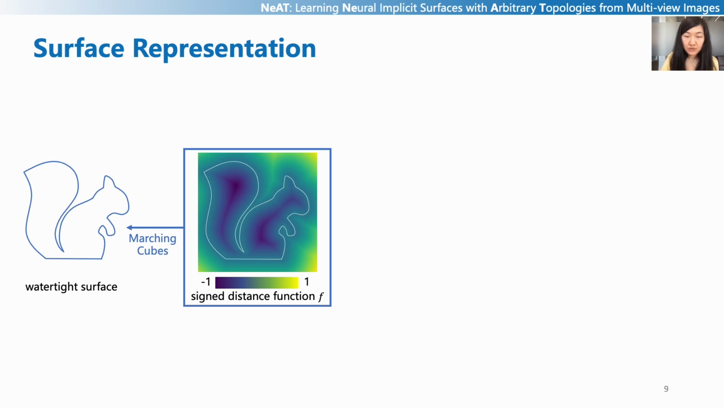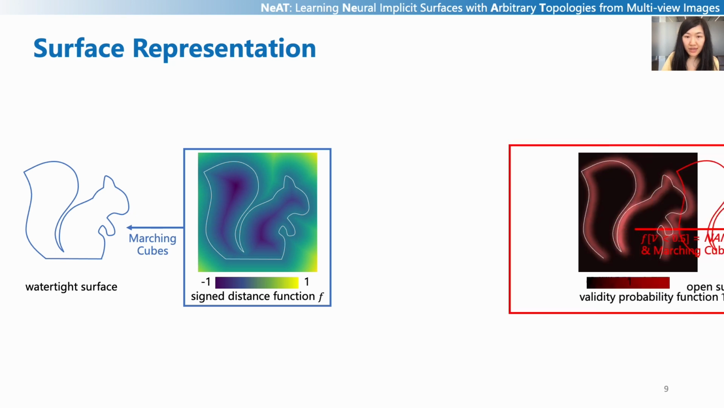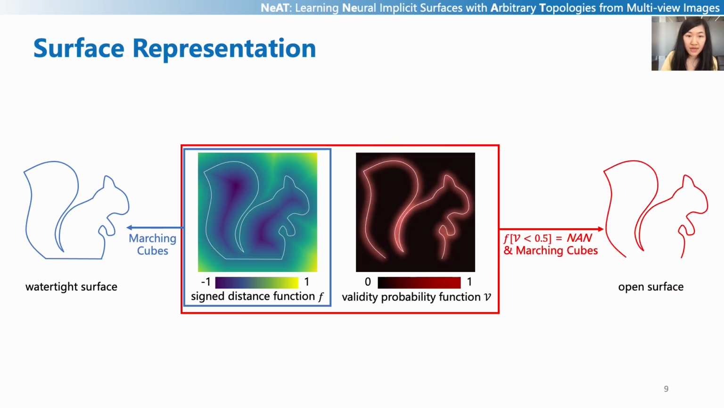So the basic idea is to represent the surface as a level set of SDF with a validity branch for estimating the surface existence probability at the query positions. Here is a 2D example. With a given SDF, we could export a closed surface. In NeAT, we also use a validity branch to estimate the validity of the SDF space. For instance, if we know the probability of the bottom line being valid is 0, we assign not a number to the low validity SDF. This helps us extract open surfaces instead of a closed surface using the marching cubes algorithm.